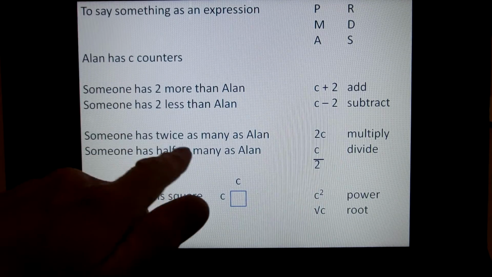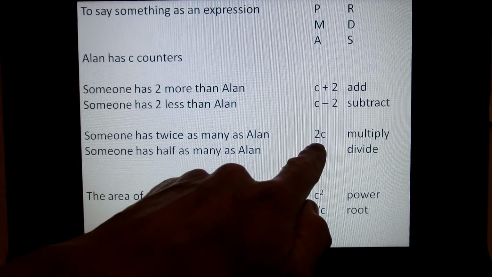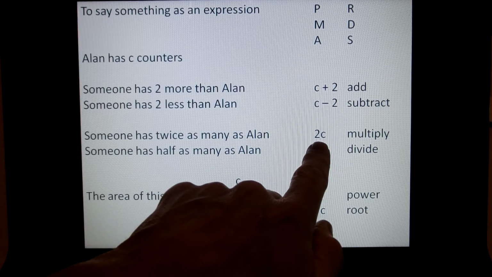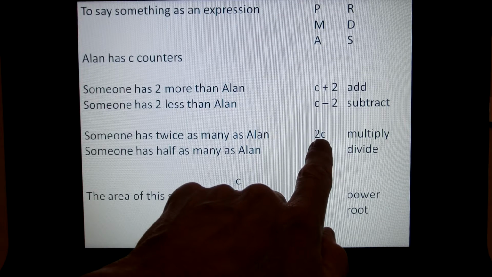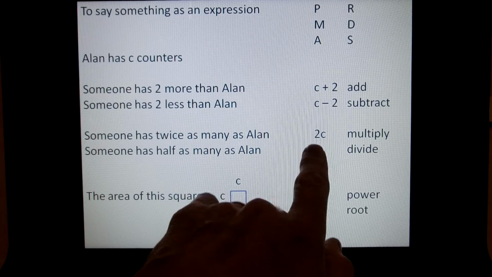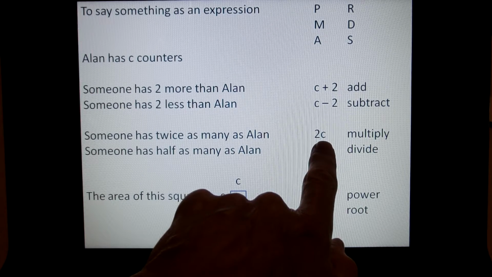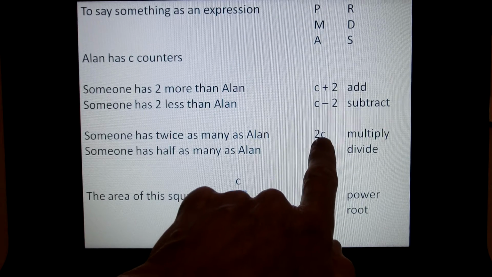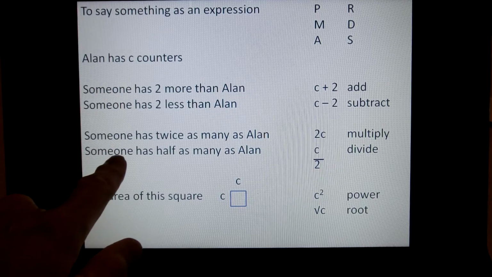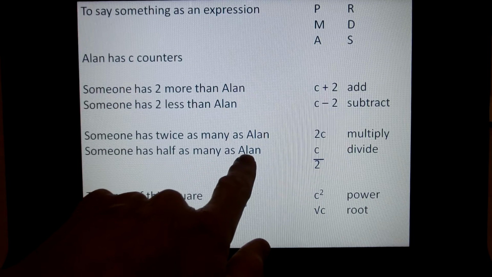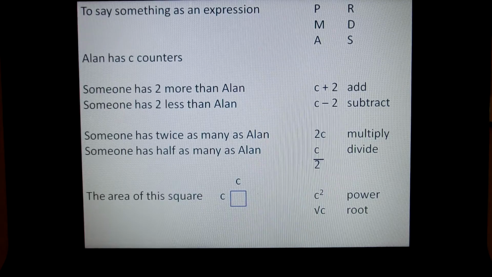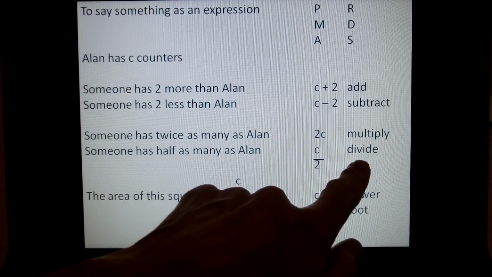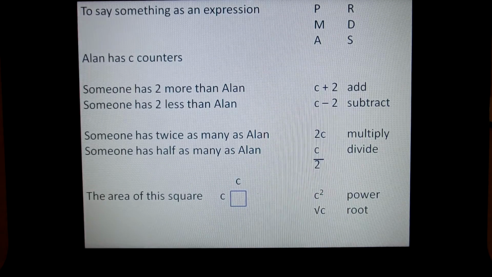If someone has twice as many as Alan, the way you'd write that is that they have 2C counters. So in the expression 2C, although we can't see it, we understand that there is a multiplication sign between the 2 and the C. That means 2 times C, or 2 lots of C. If someone has half as many counters as Alan, you'd write that as C divided by 2, or C shared between 2. So the idea we're using there is the idea of division.